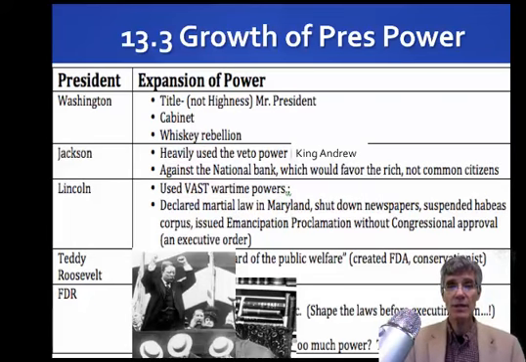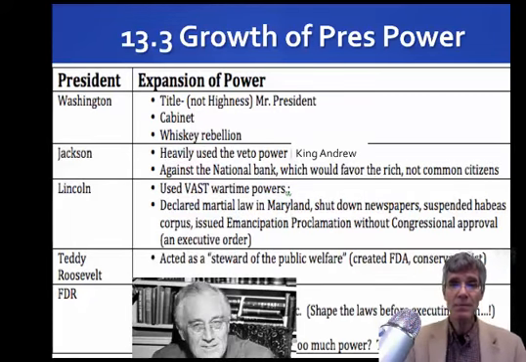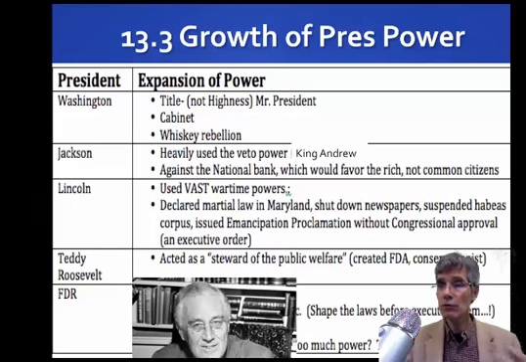Teddy Roosevelt was an interesting president. He was a real fighter. He acted as a steward of the public welfare. He created the Food and Drug Administration. He was a great conservationist. And so being a steward of the public welfare, he wanted to make sure that we maintain national parks, the things that would help the common people. The president needs to be a steward of those.